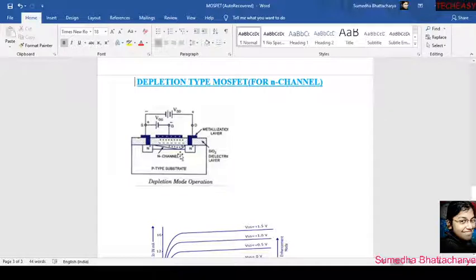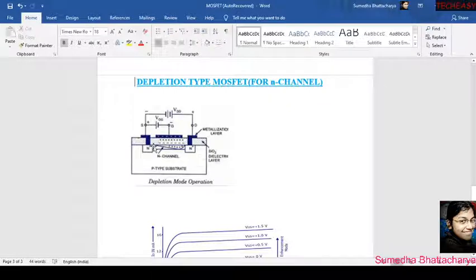Now you can see here, let us consider VGG is equal to minus 1 volt. Because of this minus 1 volt, the gate terminal will be at negative potential. We can see there is an n channel, so here the higher concentration is of free charge carriers, electrons, right?